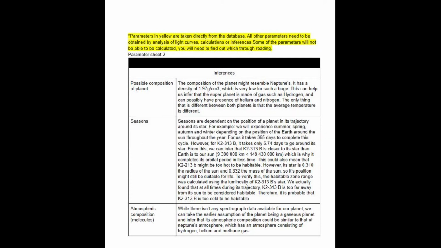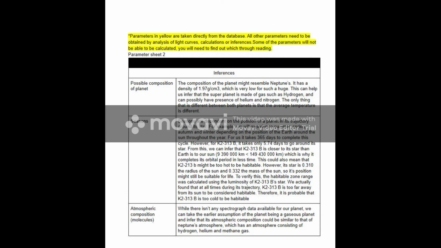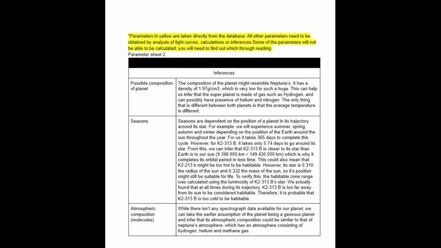From this, we can infer that the exoplanet is closer to its star than Earth is to our Sun, which is why it completes its orbital period in less time. This could also mean that our exoplanet might be too hot to be habitable. However, its star is 0.310 the radius of the Sun and 0.332 the mass of the Sun, so its position might still be suitable for life.